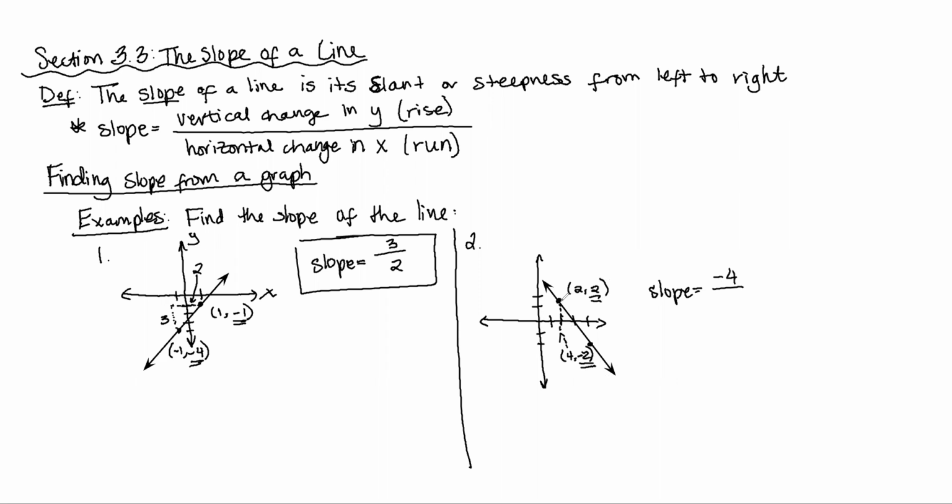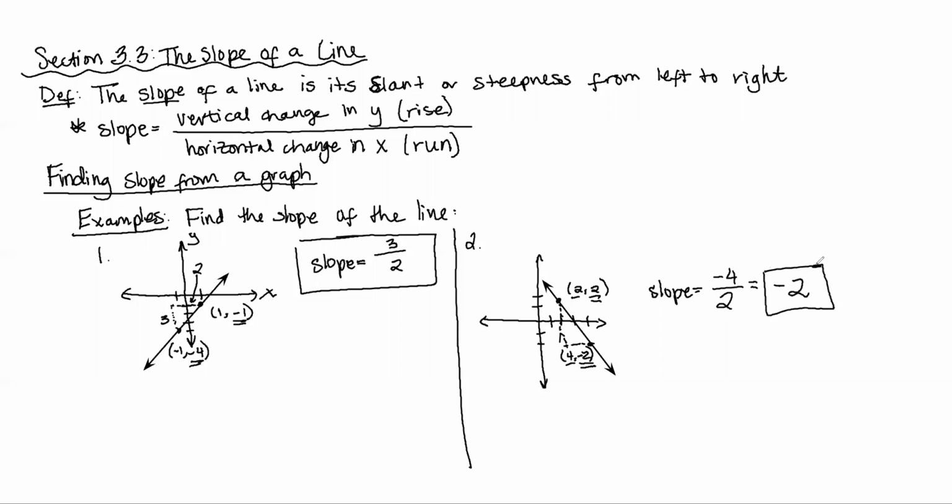And since we're going from left to right, our horizontal change is going to be positive since we're moving to the right. So for the horizontal change, we start at 2 and we go to 4, so that's a change of 2. As our slope here, we can just divide this. -4 divided by 2 is -2.